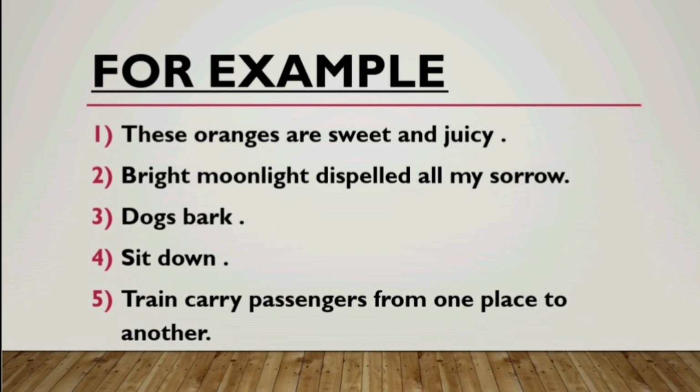Next is: Dogs bark. We cannot have a sentence without a subject, and the subject could be explicit or it could be implied, and it should have a verb. As in the example Dogs bark, it has a subject and it has a verb. The next sentence is: Sit down. Here the subject is implied, that is, you sit down. You don't have to speak it, it's already meant. The next example is: Trains carry passengers from one place to another.